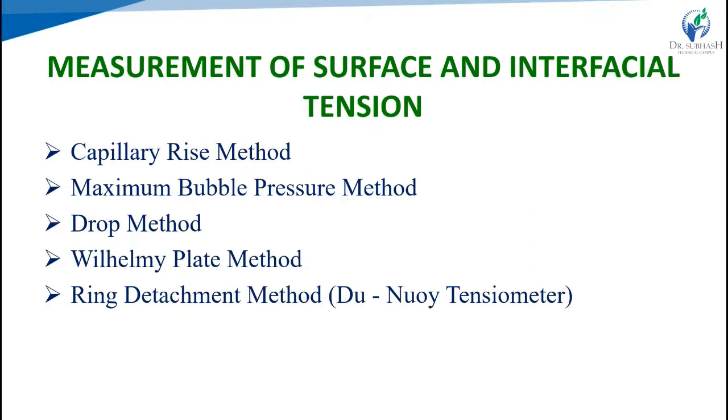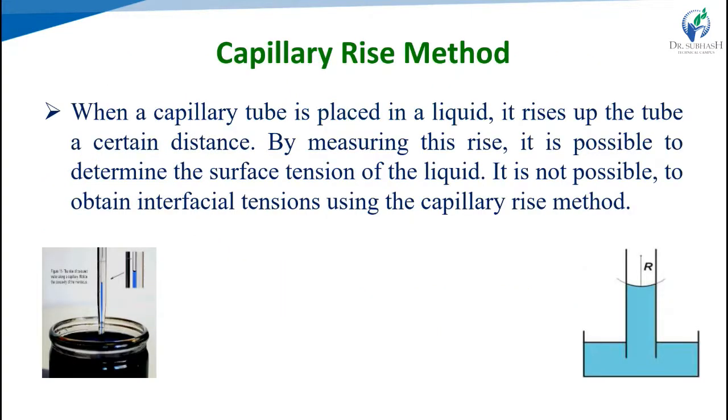Among these, the capillary rise, drop formation and bubble pressure methods are used for the measurement of surface tension only, and the Du Noüy ring method and Wilhelmy plate method are used for both surface tension and interfacial tension. So we will see them one by one. The first method for the determination of surface tension is the capillary rise method. It measures surface tension only.